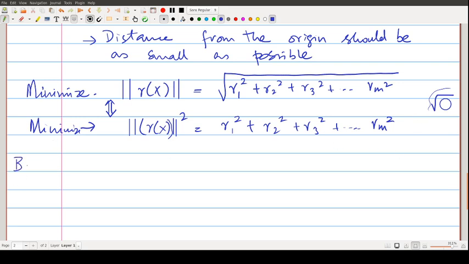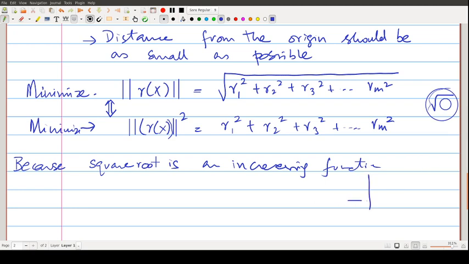Because the square root is a strictly increasing function, whenever you minimize whatever is inside the square root, you have also minimized the square root. For example, if I draw it, this is what the square root function looks like, right? So if you minimize what's on the x-axis, you will also minimize what's on the y-axis. So it's the same thing. If you minimize x, you're also going to be minimizing your y.